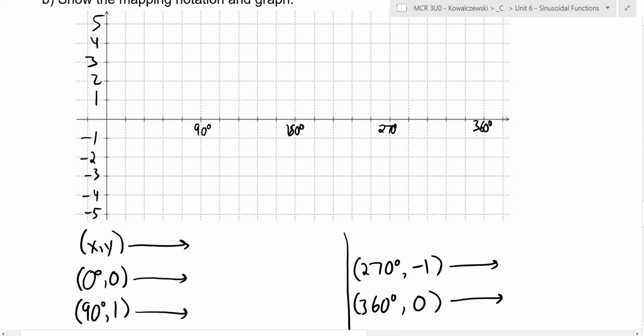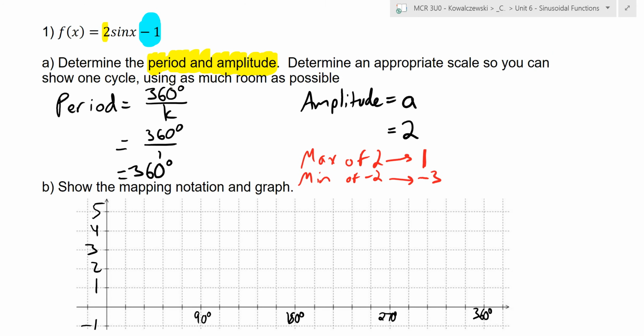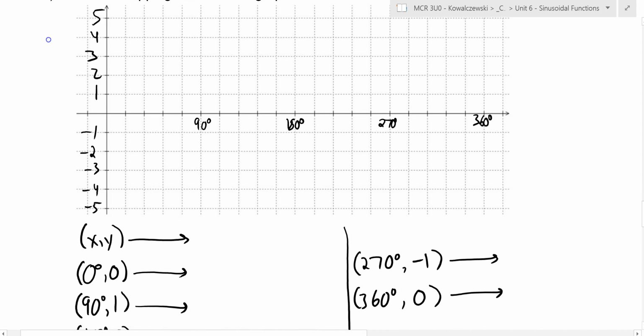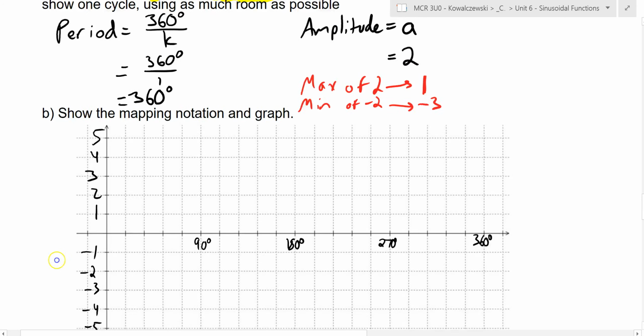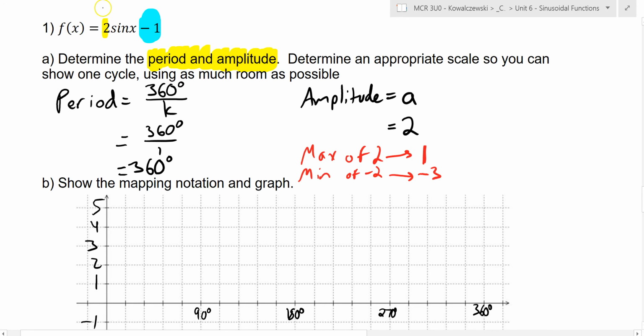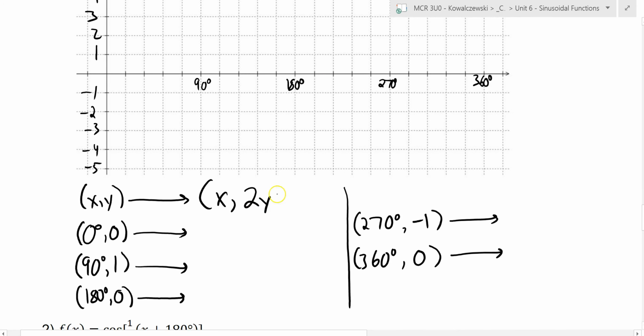All right, so in terms of the mapping notation, going back up here, there's really nothing happening to our x values at all. There's no k value, there's no d value. So my x value will just stay the same. But what's happening to the y value? This is my a value, that's going to multiply y. This is my c value, that's going to subtract. So it'll be 2 times y and then minus 1. At this point, I can just complete my mapping notation, and I'm going to pause the video and do that.